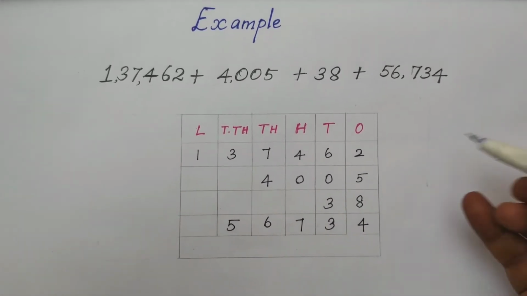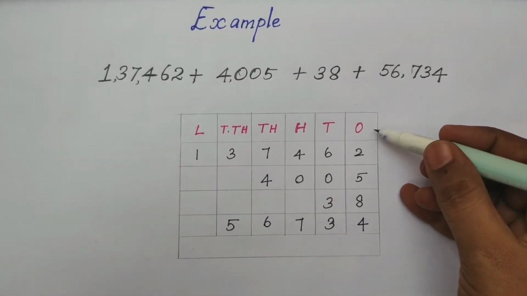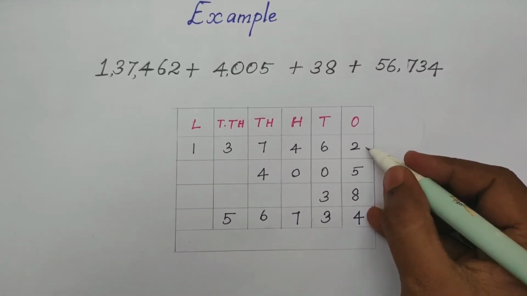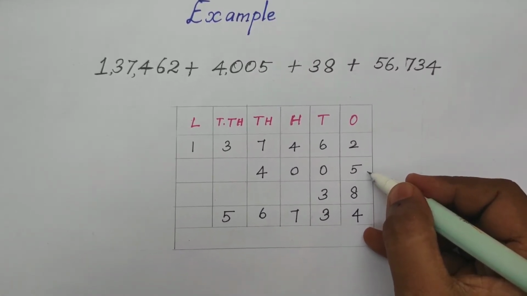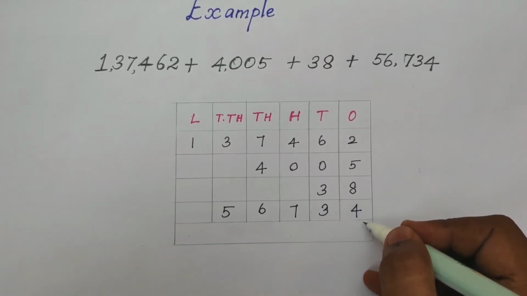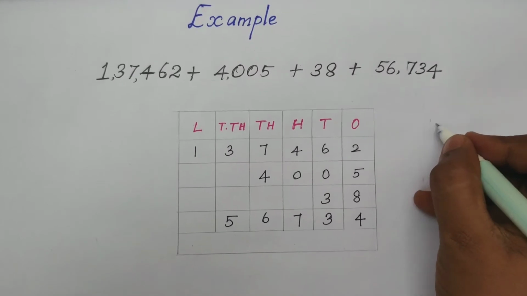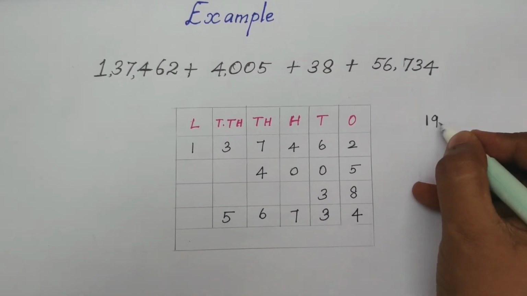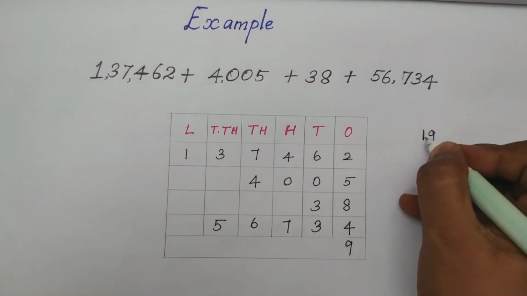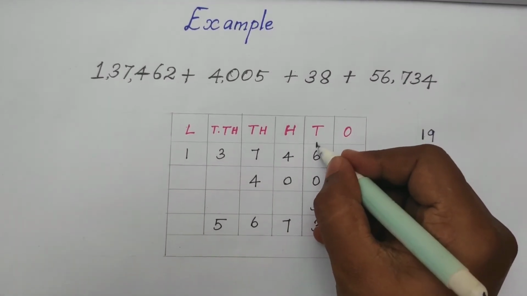Before adding, we have to start from the ones column. So we will add the ones column first. 2 plus 5 is 7. 7 plus 8 is 15. 15 plus 4 is 19. Here we get 19. So we will write the 9 in ones place and this 1 will carry forward in tens place.